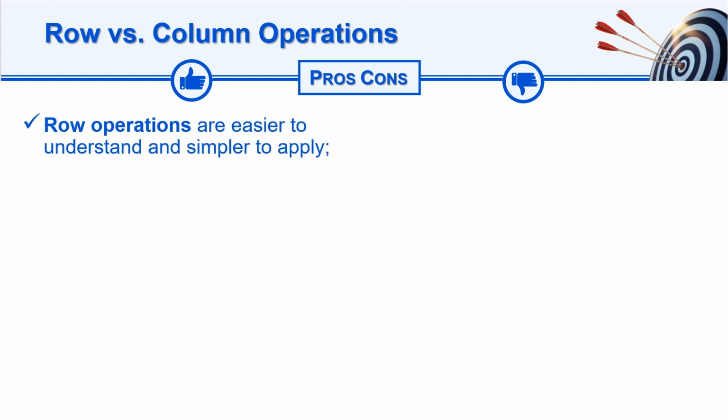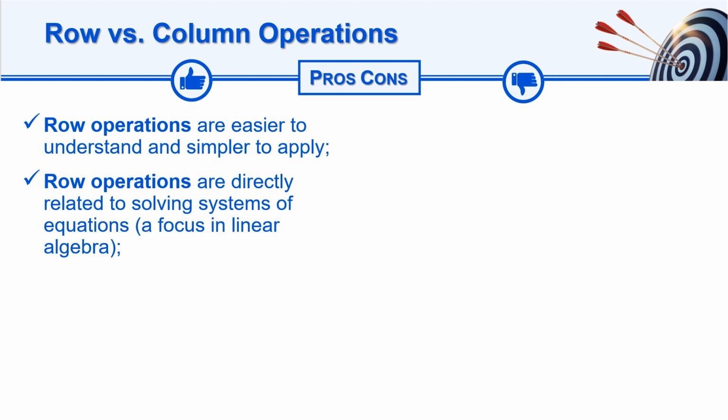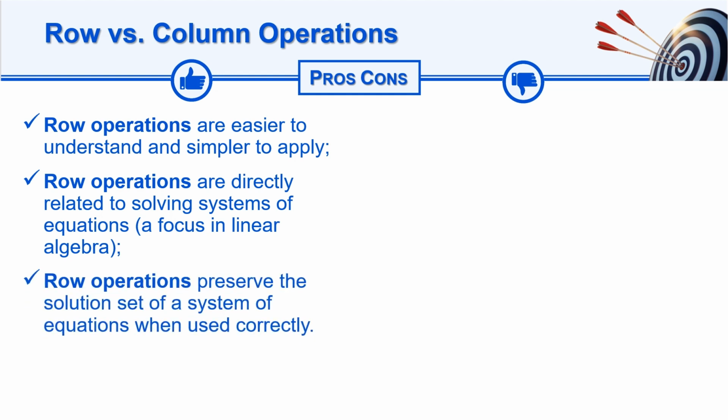Advantages of row operations. Row operations are easier to understand and simpler to apply. Row operations are directly related to solving systems of equations, a focus in linear algebra. Row operations preserve the solution set of a system of equations when used correctly. Be careful in applying row operations when computing determinants because scaling and pivoting do change the determinant.